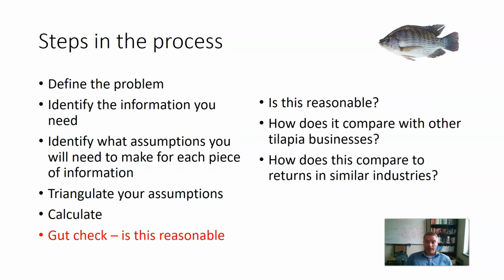Now I can run a gut check. I can say, well, is this reasonable? And is this reasonable on a couple levels? Do these numbers make sense? Does $50,000 seem like the right amount? Does the sales price seem to make sense? Do I have the capacity to actually produce 20,000 pounds of tilapia? How long is that going to take me? How does this compare with other tilapia businesses? How does this compare to returns in similar industries? All these things help me go back and say, okay, is this a reasonable estimate?